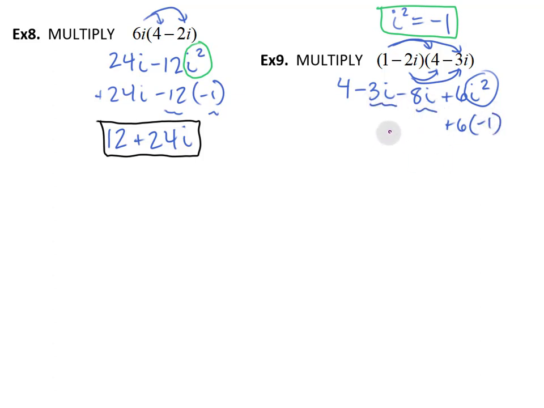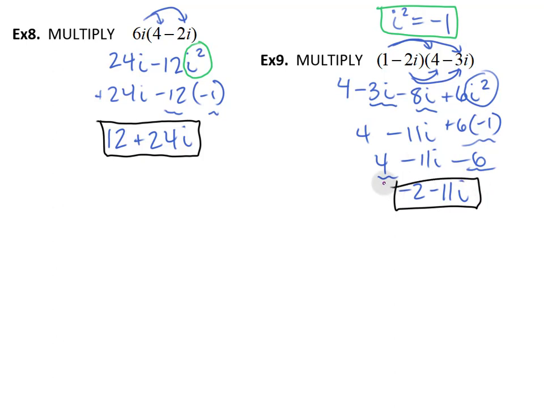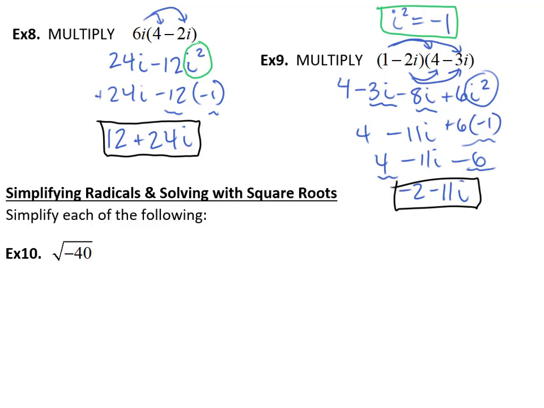We'll go ahead in this step and combine these. I can see those are like terms. Negative 11i. Multiplying over here, we get negative 6. And actually, my two real terms give me negative 2 minus 11i. Remember, the real is written first. The imaginary is written second. Okay, let's try some more.